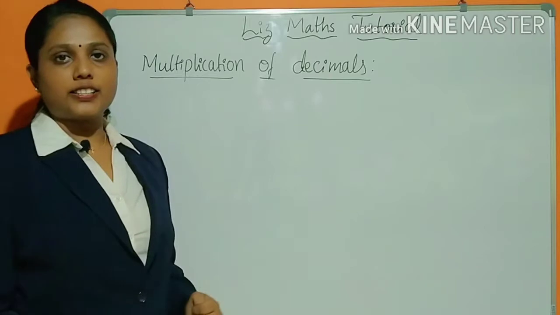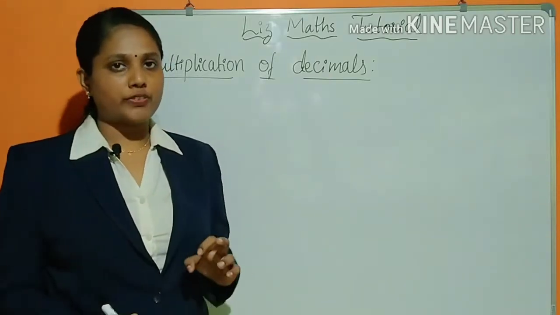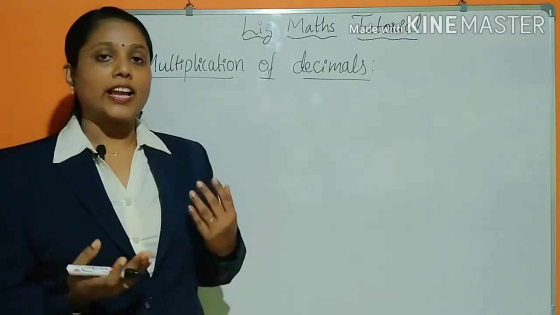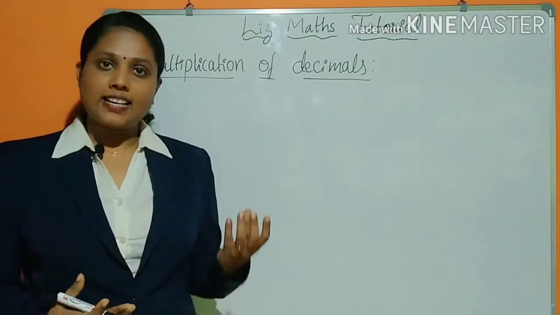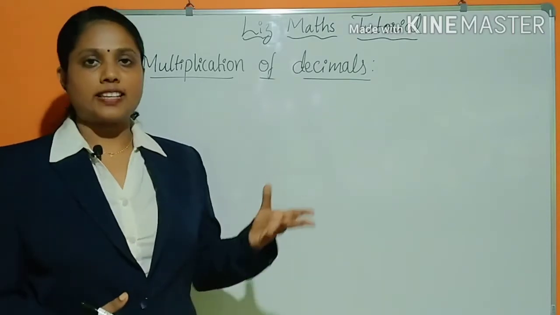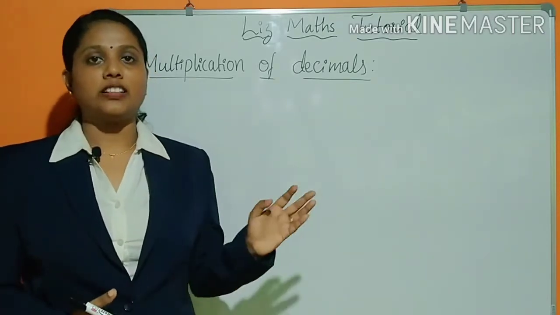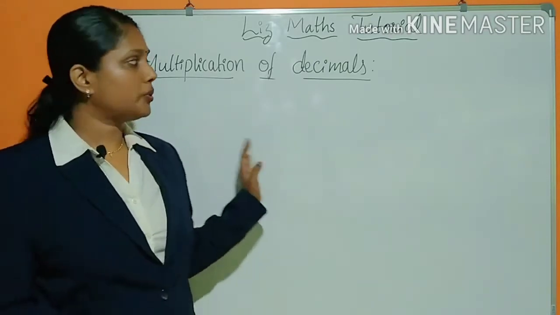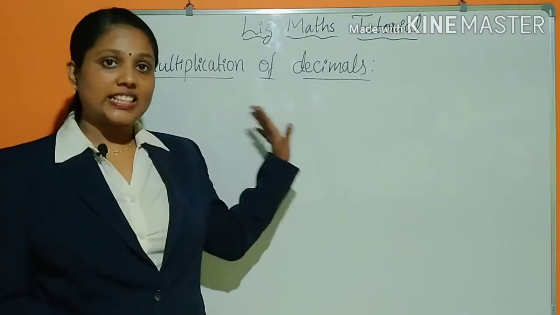Multiplication of decimals. What is this multiplication of decimals? Multiplying two decimals and you are getting the product as a decimal only. So how to do the multiplication? The same way how we used to multiply a natural number or whole number or integer. So here we are going to multiply with the decimals.